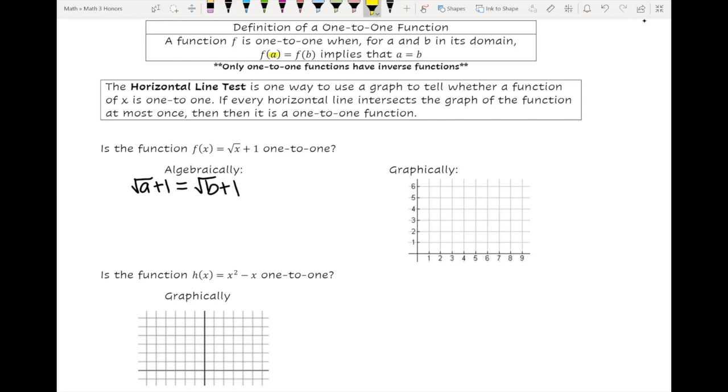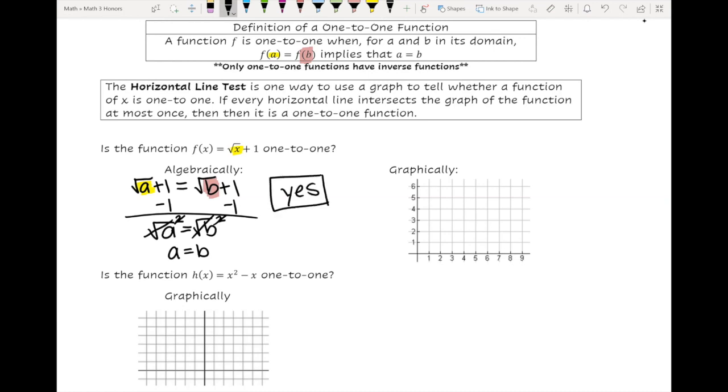Again, I had f of a, I subbed in an a for x, and then I had f of b, and I subbed in a b for my x. To simplify, I'm going to subtract 1 on both sides. Now I'm going to square both sides. A square root and a square are inverses, they totally undo each other. I am down to a equals b. So good, I got what was needed for a one-to-one function. So yes, this is a one-to-one function.